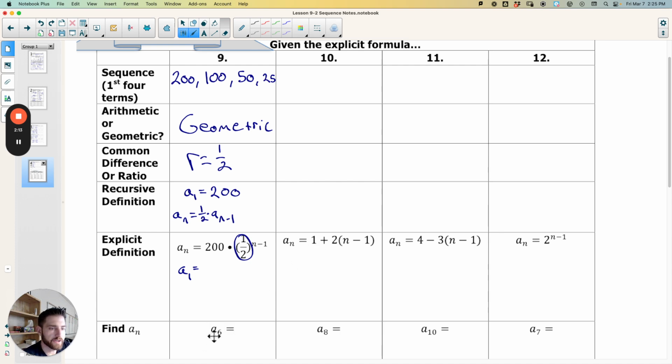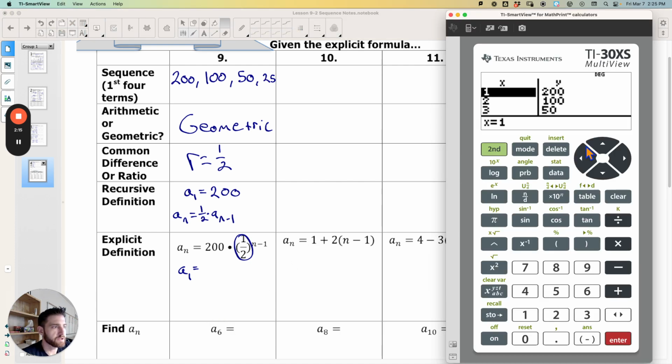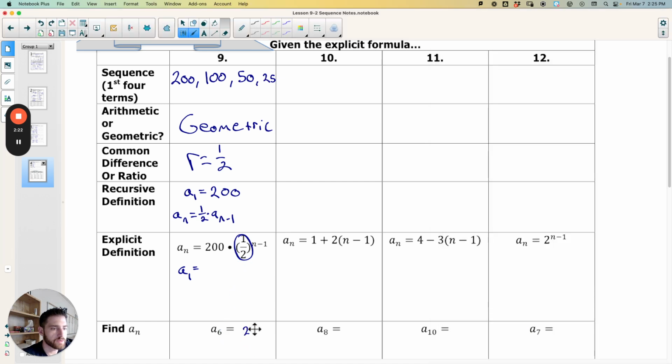And then lastly, we'll figure out what a sub 6 is. So we already have this plugged in our calculator, so we'll just plug in a 6 for n right here, and that gives us 25/4. And we just let the calculator do that work for us on that one.